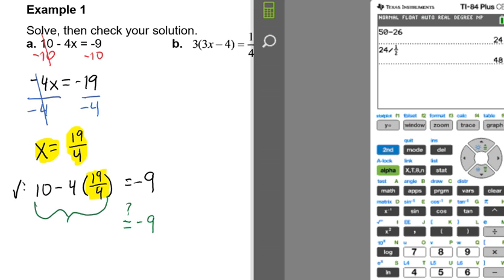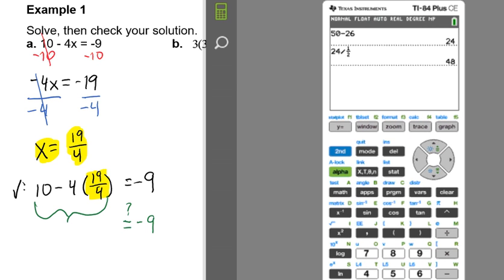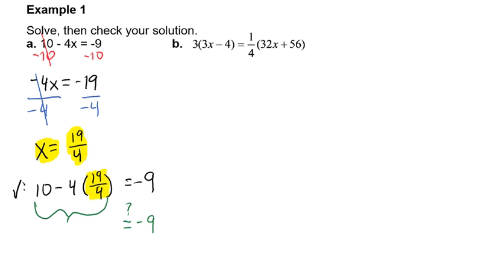So if we grab our handy dandy calculator here, and let's see here, you won't be able to see all the buttons, but you'll see the main work. So 10 minus 4 times our fraction 19 over 4, and we get the value negative 9. So we got a negative 9 here. Does negative 9 equal negative 9? And the answer is yes, that worked out. So that means that x does equal 19 over 4.